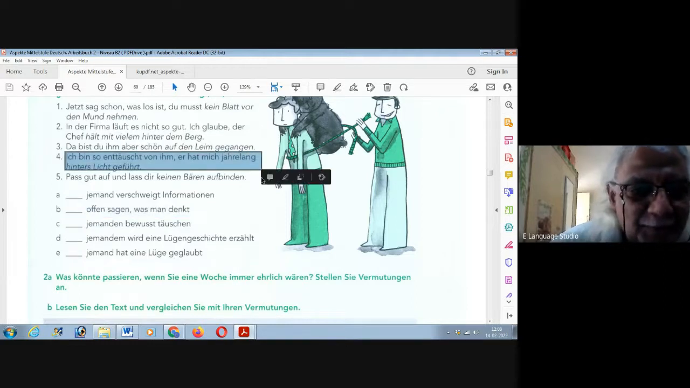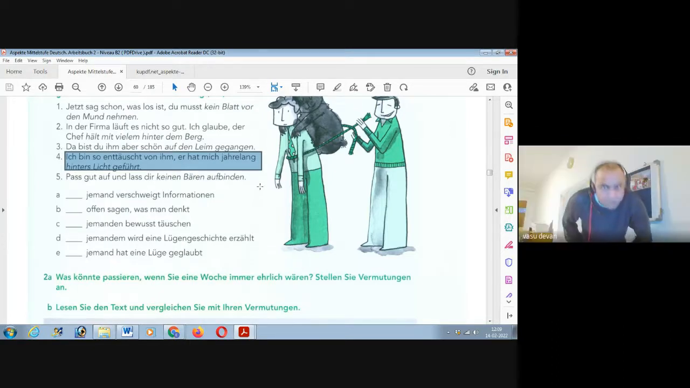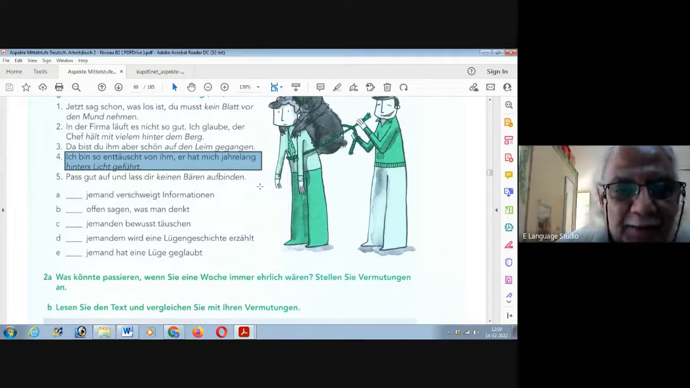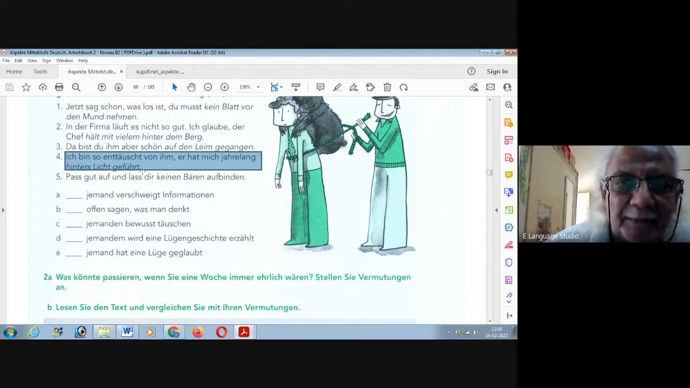Now I think you should be able to start getting. Hinter das Licht führen. Jemanden bewusst täuschen. Yes, to cheat somebody. To cheat someone, to put somebody in the dark, literally put someone behind the light, put them in the darkness, to keep them in darkness.